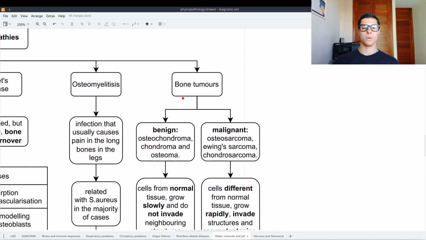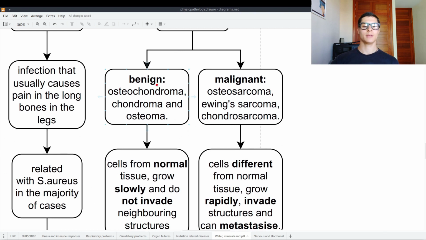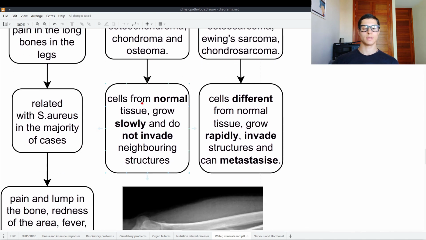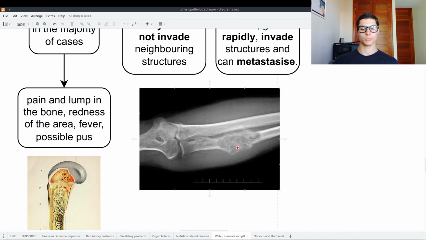And then we have bone tumors. They can be benign or malignant. The benign ones are the osteochondroma, the chondroma and the osteoma. The malignant ones, the osteosarcoma, the Ewing's sarcoma and the chondrosarcoma. The difference is that the benign ones are cells from normal tissue that grow slowly and they do not invade the neighboring structures, so they stay where they are. The malignant tumors are cells different from the normal tissue. They grow rapidly, they invade structures and they can metastasize. And this is an example of a bone tumor.